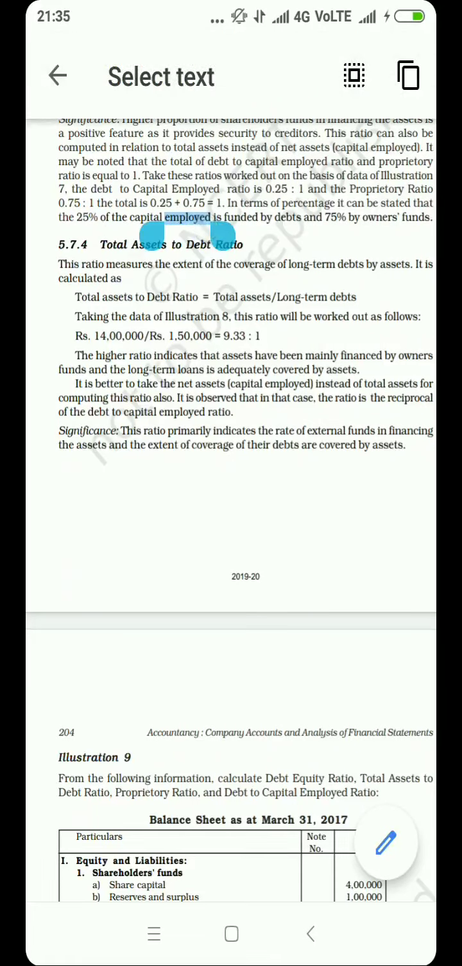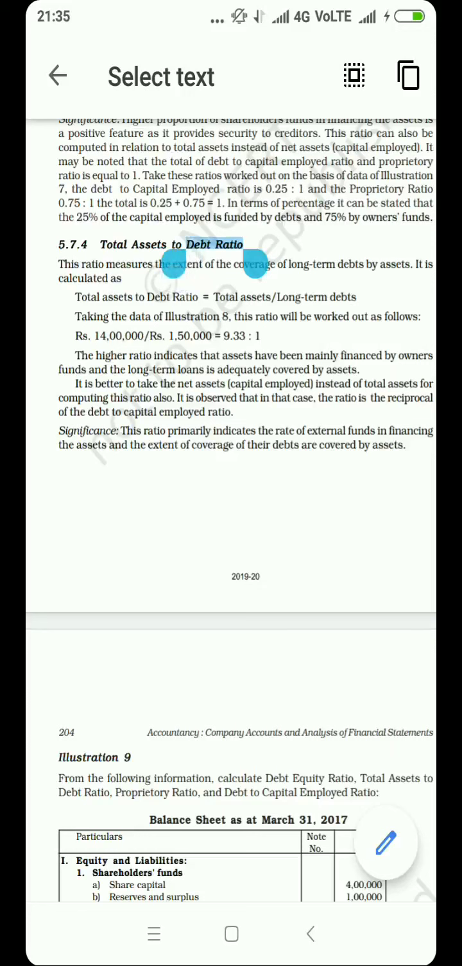Madam, how will we know long-term debts? I told you in this chapter the word debt means long-term debt, unless specified total debt. If it is written total debt, then it is current liabilities plus non-current liabilities. So the ratio itself says total assets divided by long-term debts.